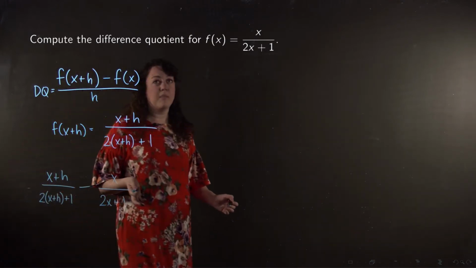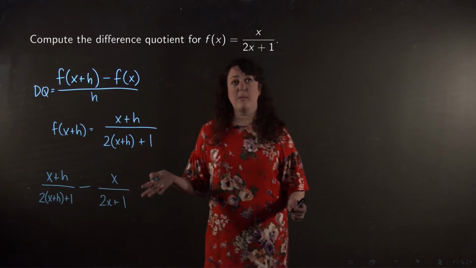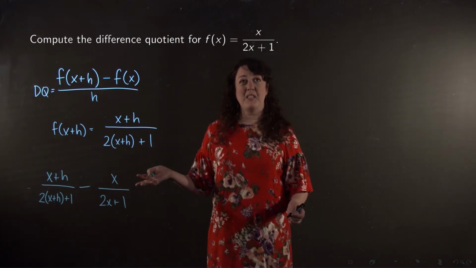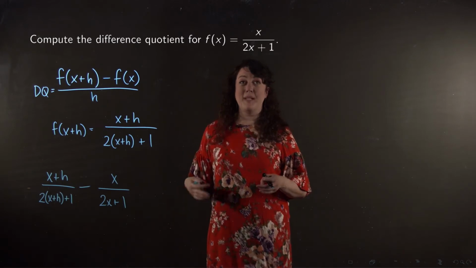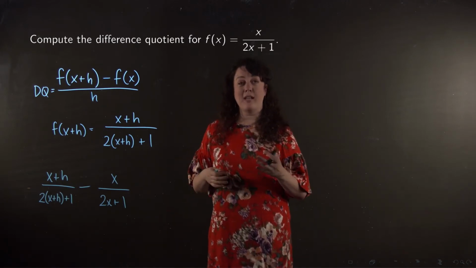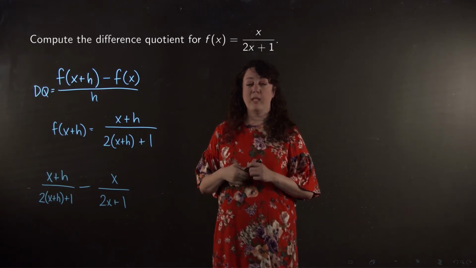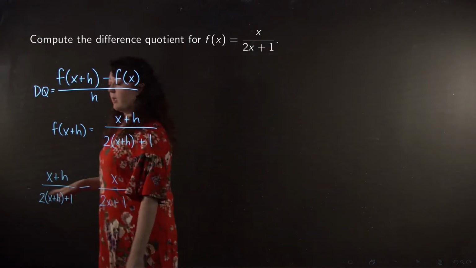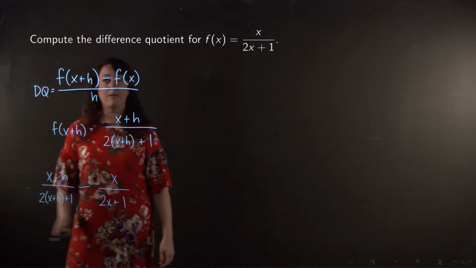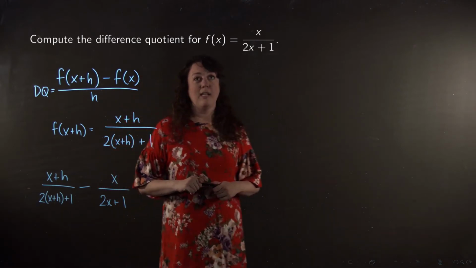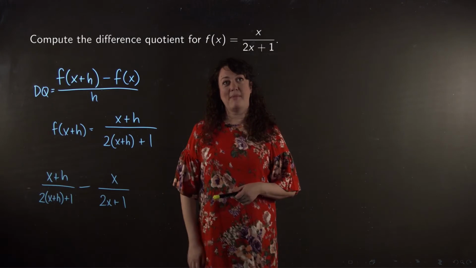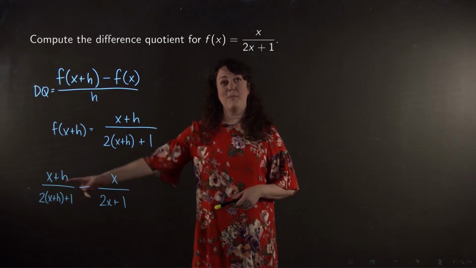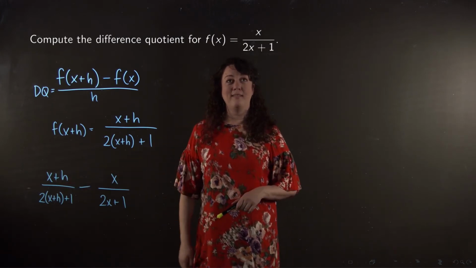Okay, now this is where the meat of the work happens, because what I did was I subtracted them, but now they're kind of stuck. I can't combine like terms because I don't have the same denominator. So I need to get the same denominator so that I can combine them into a single fraction. So what do I notice? Well, I have a 2x plus 1 on one, and I have a 2 times x plus h plus 1 on the other. Can I just multiply this by something and make a plus h show up? No. Can I multiply something over there and make the h go away?